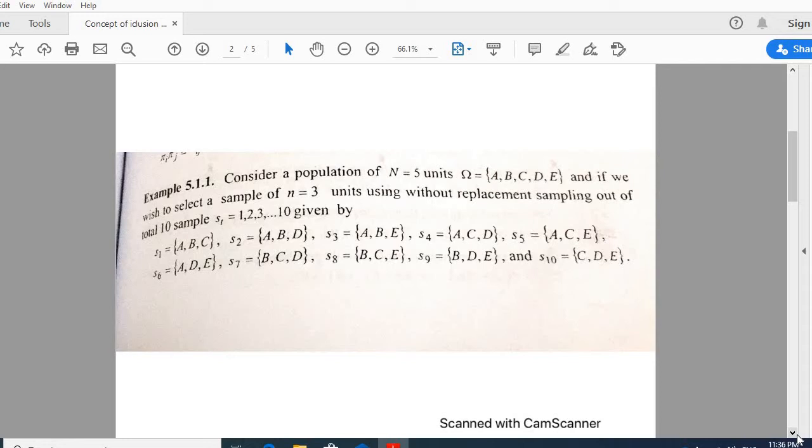Listen attentively. Consider a population of size 5 having elements A, B, C, D and E, and if we wish to select a sample of size 3 units using without replacement sampling, out of 10 total possible samples, S_t is equal to S_1 to S_10. Given that S1 is equal to ABC, S2 is equal to ABD and so on, S10 is equal to CDE. The sample size is 3.